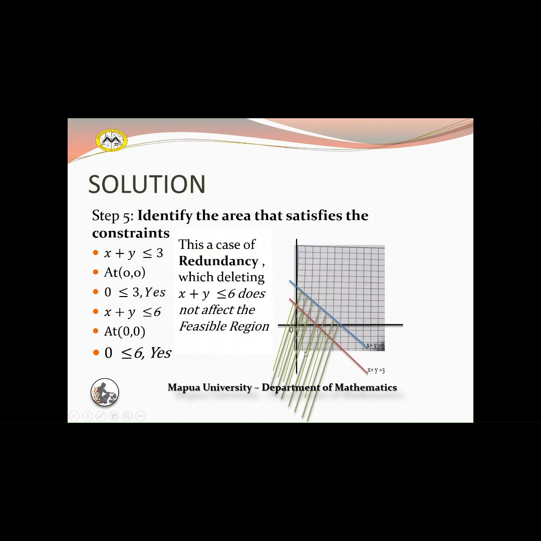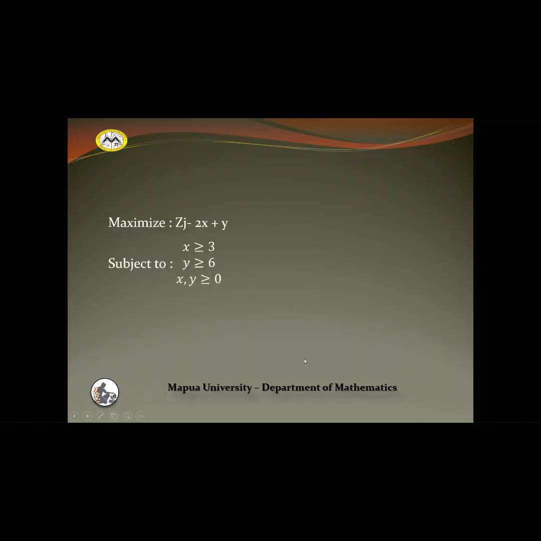Then obviously in this case, which is a case of redundancy, we can delete the constraint x plus y less than or equal to 6, which does not affect the feasible region.